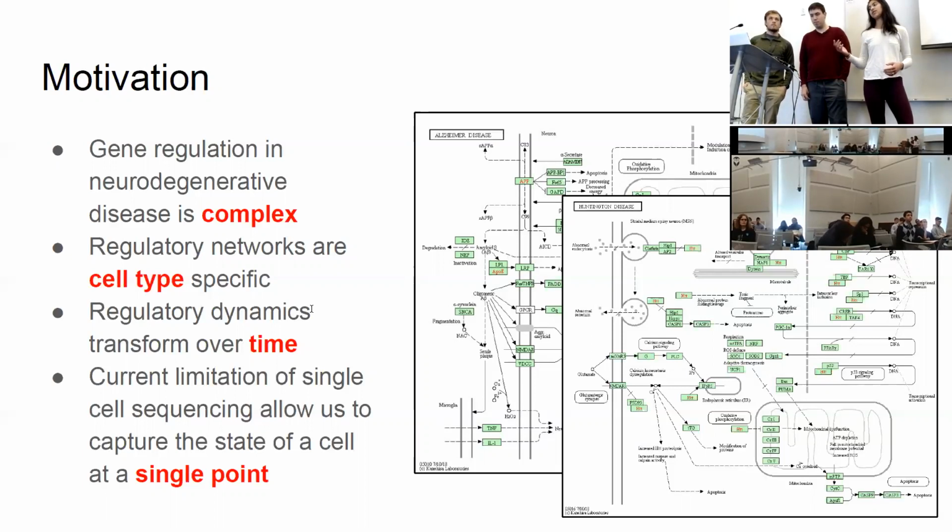The disadvantage of single cell RNA-seq is that it captures the data at a singular time point while it is individual cell specific. But we want to be able to model these dynamics over time because that's how gene regulation works.